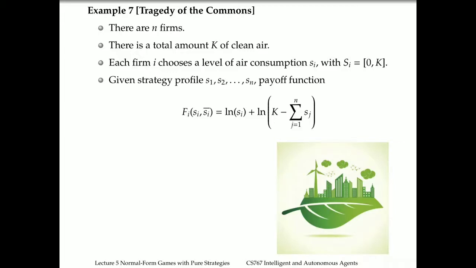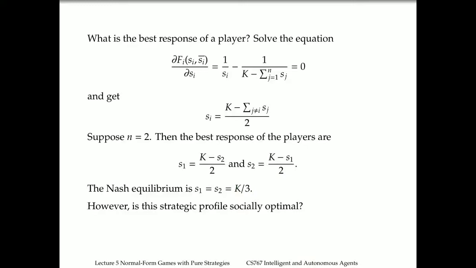It's no longer a discrete set, because it can be any level, so a real number between the range of 0 and K. So in this case, it's very difficult. We cannot represent this game as a matrix, but we still want to calculate the Nash equilibrium for this case. How do we do that?